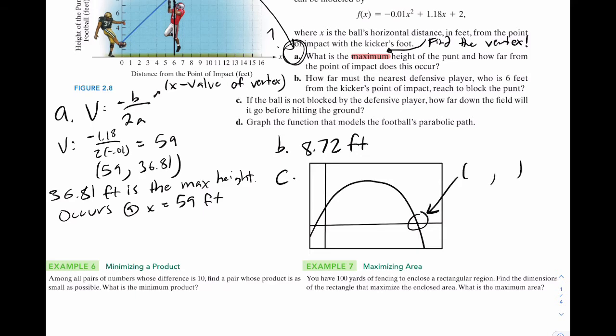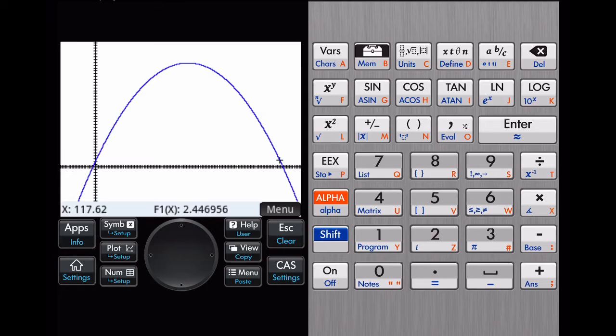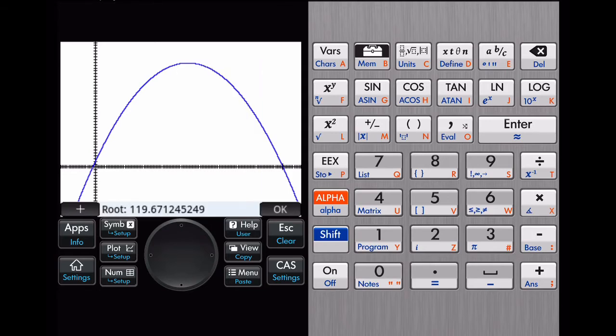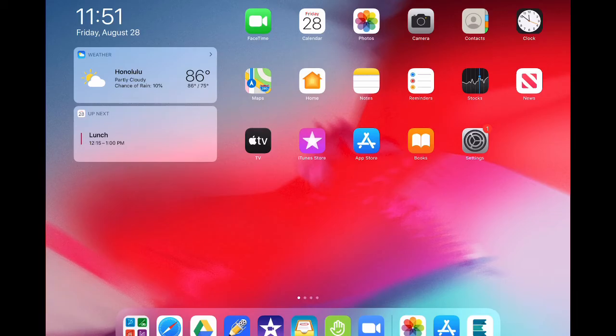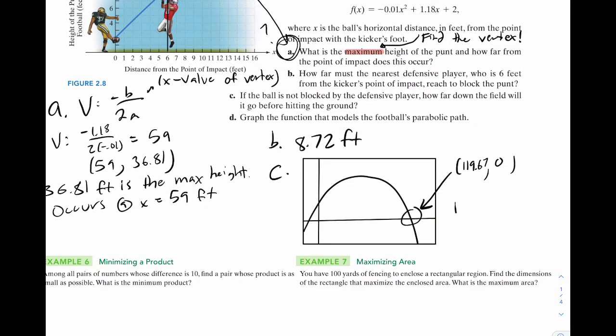So to do that, let's go to our calculator. You have to tap near the one you want. So I'm going to tap near the right x-intercept, menu, function, and number 4 is root. That's the one you want. And notice how it says 119.67. That's what we want. So I write this in, 119.67 comma 0. And that is the answer to the question, 119.67 feet.